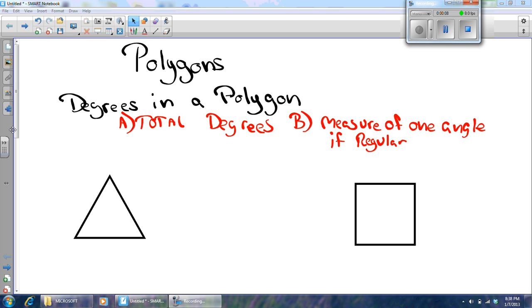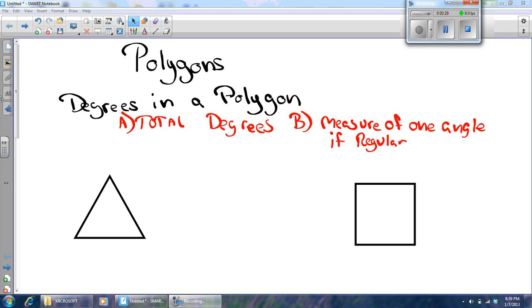And we're still working with polygons today. Remember, a polygon is a closed two-dimensional figure having three or more sides. It is not what happened when your parrot flies away from home. All right, today we're going to be talking about finding the total degrees in a polygon and the measure of just one angle if the polygon is regular.